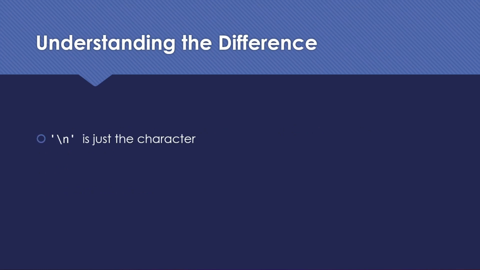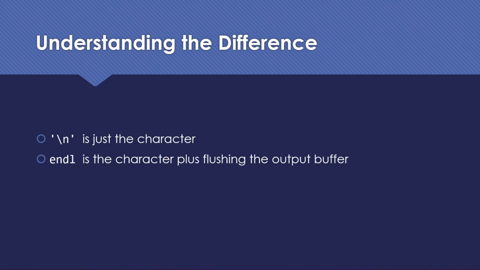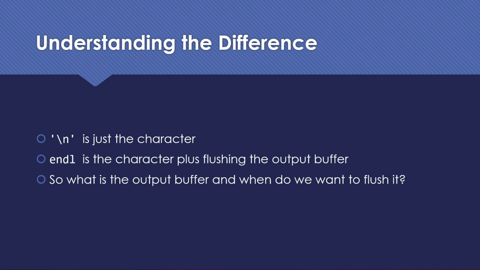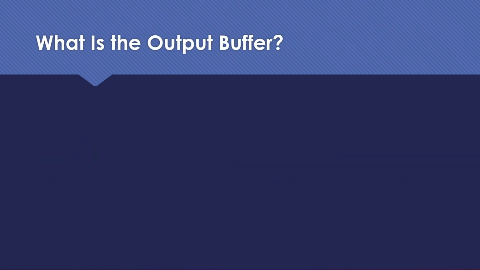Backslash n is the same as it was in Java. It's just the character. Endl provides the same character, but then it also does something called flushing the output buffer. So it does some extra work. So then we need to understand what the output buffer is and when we might want to flush it. So what is the output buffer?